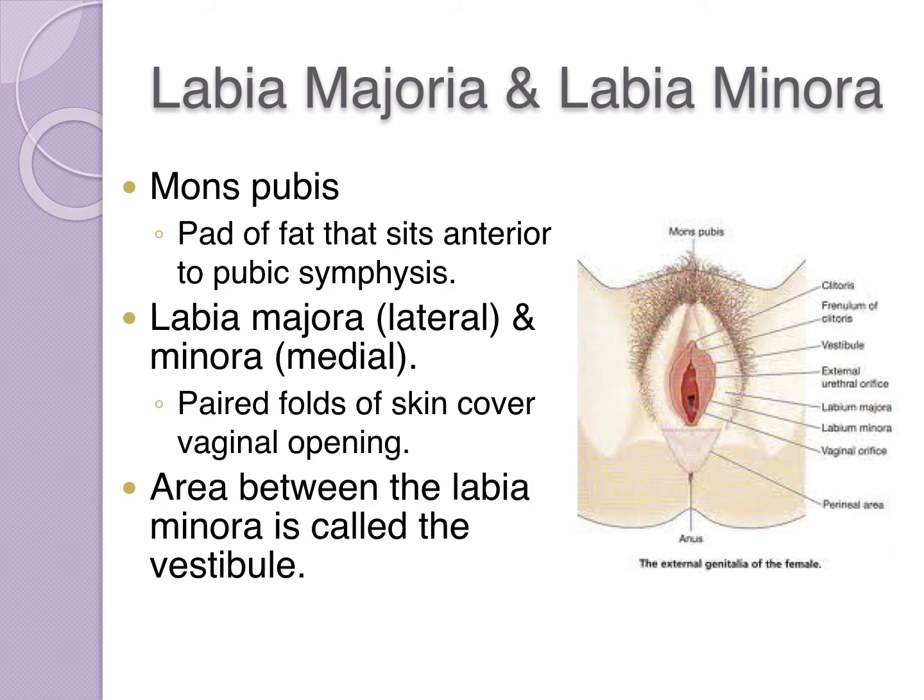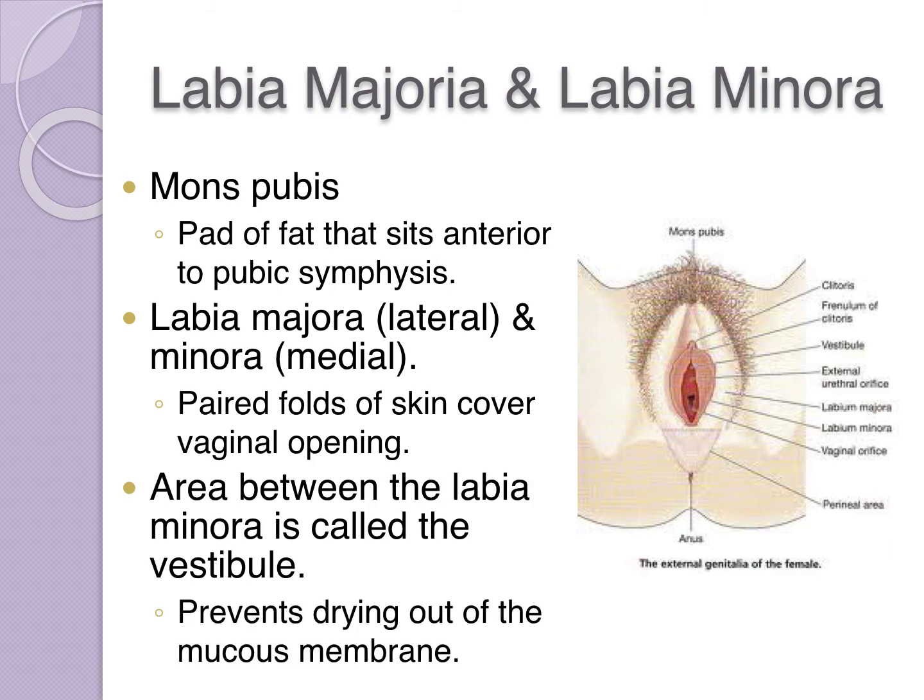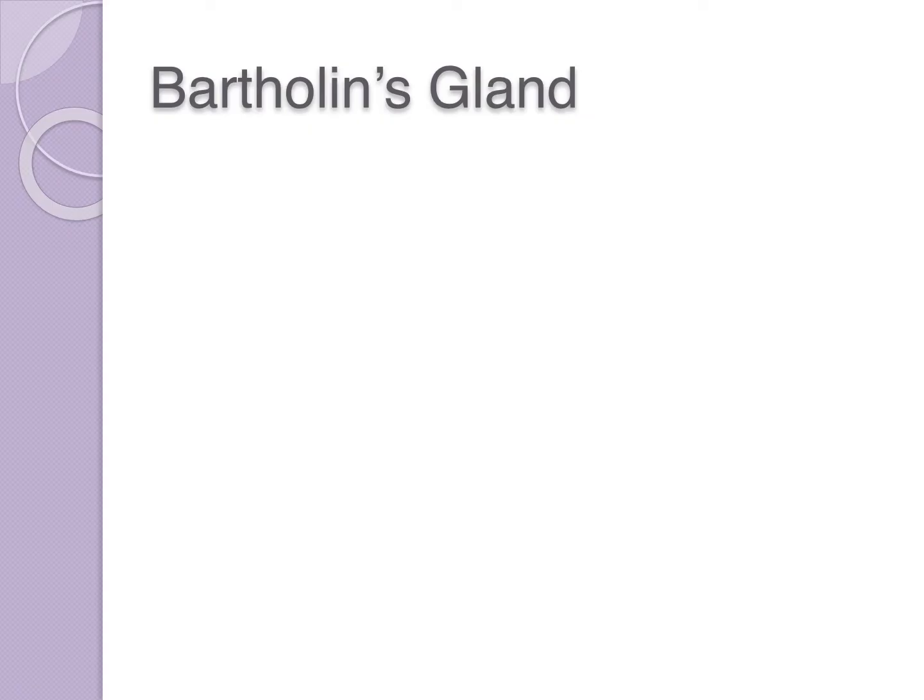Within them, there's an area known as the vestibule. The vestibule is really important because this prevents the drying out of the mucous membrane. The mucous membrane is really important to keep normal feminine health for each individual. We're talking lubrication as well as normal pH balance in this area of the female body.